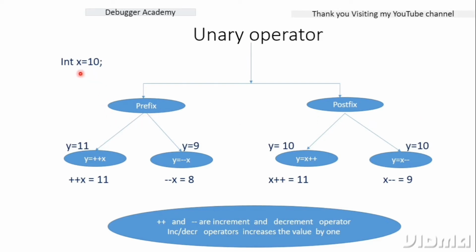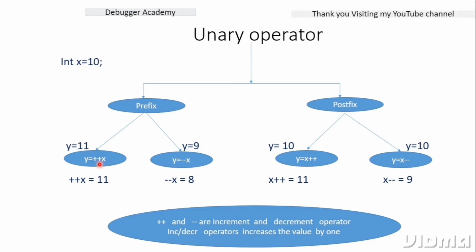Now see, if I declare x equals 10, it means the compiler now knows the value of x equals 10. Now if I use the expression y equals plus plus x, what does plus plus stand for? The plus plus and minus minus are the increment and decrement operators, and they usually increase or decrease the value by 1. Plus plus increases the value of the variable by 1, and minus minus decreases the value by 1. Understood? So plus plus x means first increase the value and then print the value.